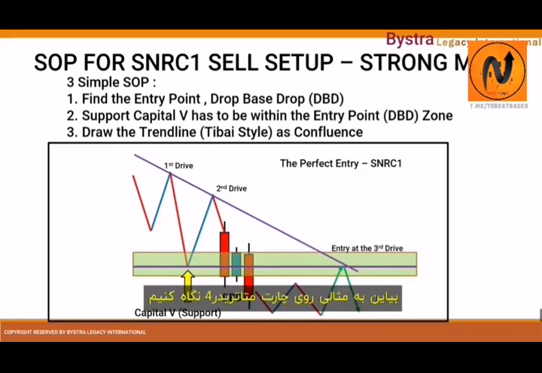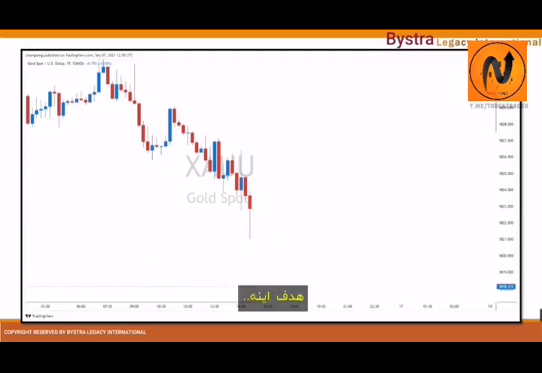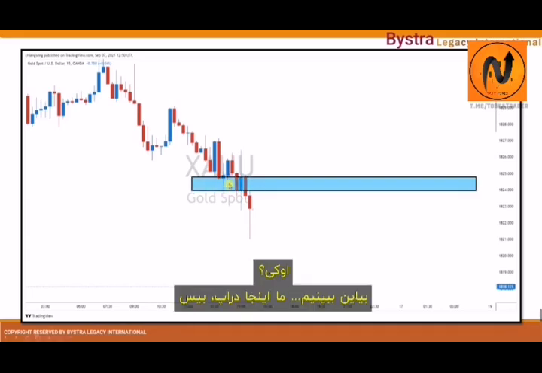Let's have a look at the MT4 chart example. So here again, I have the XAU USD. This is the goal. Are you able to find the entry point, guys, with the capital letter V? First of all, what should we look for? The drop base drop. Okay, so here we go. We have the drop base and then drop.